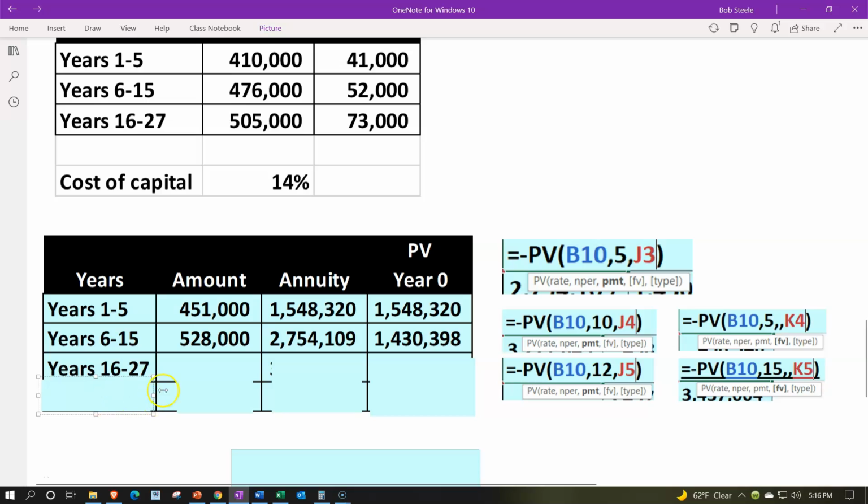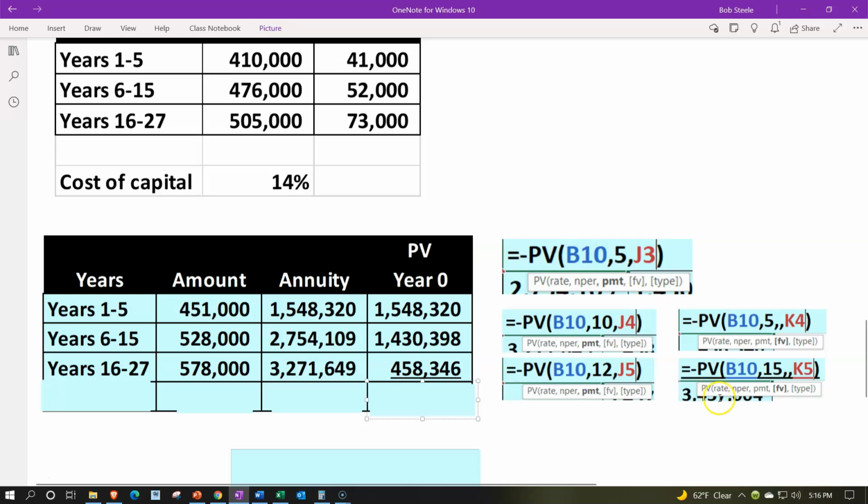Same thing for the last one. We got years 16 through 27. The amounts 505 plus 73 is 578,000. The annuity then being the $3,271,649 calculation is going to be the present value of the rate 14%, comma, 12 periods because it's going from 16 to 27 years. So 12 periods, comma, the payment, that $578,000 we expect to be receiving for those 12 years. So that would be the annuity then, but then we got to bring it all the way back 15 years back to period 0 with a present value of 1 calculation.